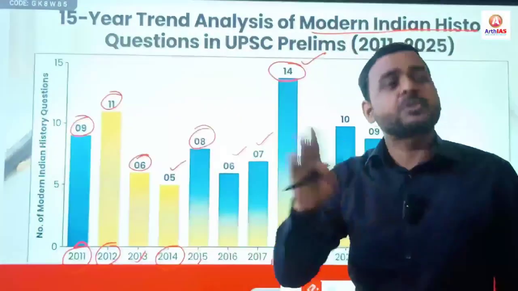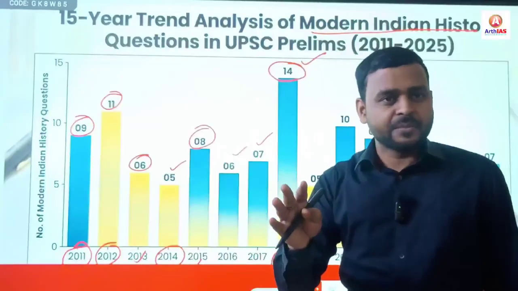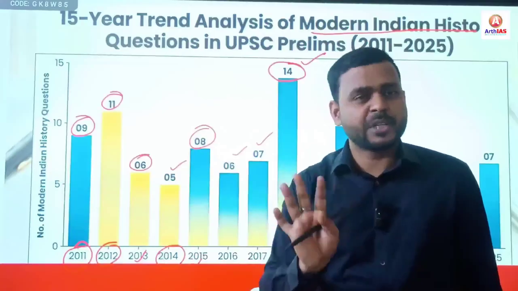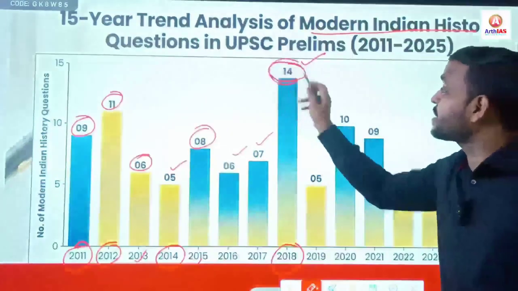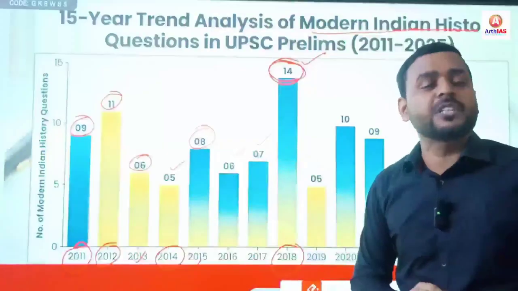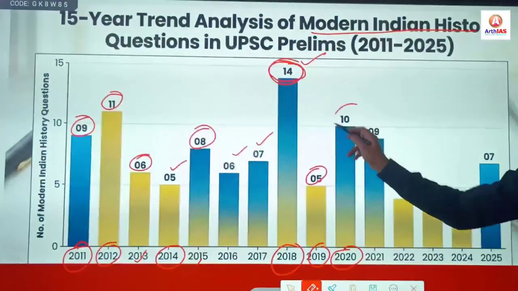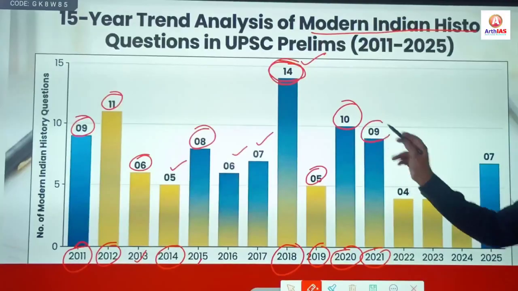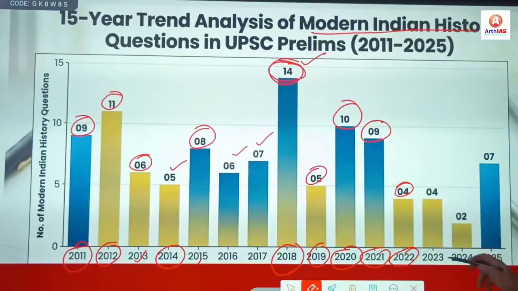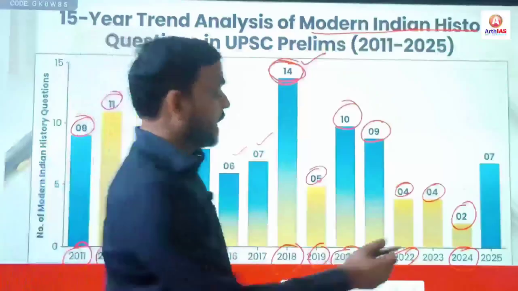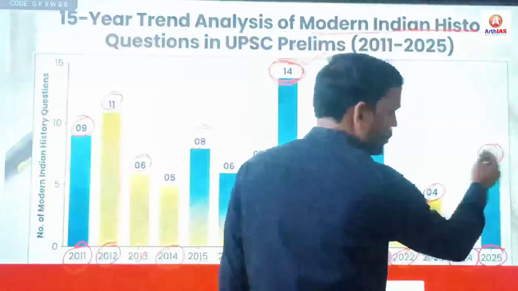Generally you can expect 4 to 8 questions, that is the average range of modern Indian history every year. But in 2018, UPSC asked 14 questions only from modern Indian history. The rest: 2019, 5 questions. Again in 2020, 10 questions. 2021, 9 questions. 2022, 4 questions. Again 2023, 4 questions. 2024, 2 questions, the lowest number of questions in the last 15 years. And last year, 2025, 7 questions.